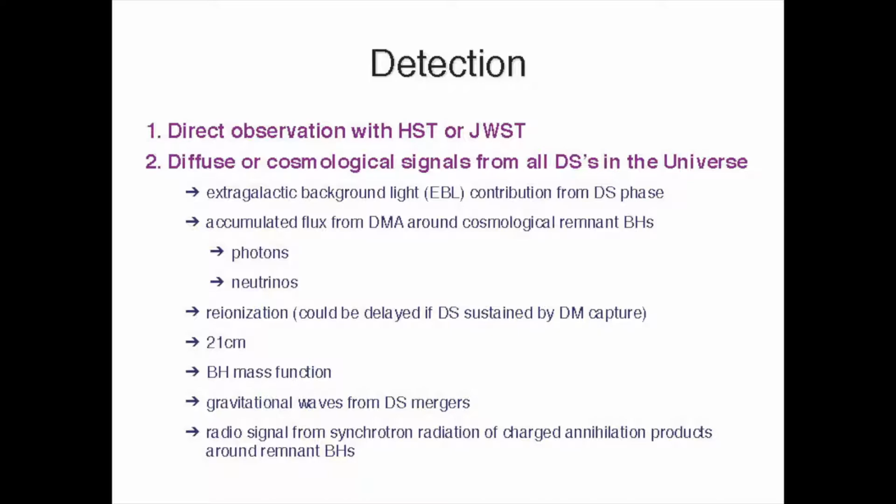Reionization may be affected by a dark star phase. For example, if the dark stars are sustained by dark matter capture, there should be contributions to the 21 centimeter signal in terms of what the first stars looked like. Obviously, a dark star phase would alter the mass function of the first stars, so it would therefore alter the mass function of the black holes. And you can also think about gravitational waves from dark star or remnant mergers.